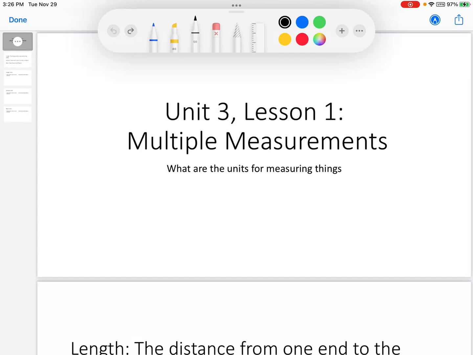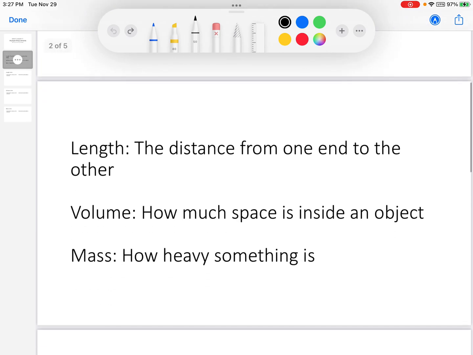This video is about Unit 3, Lesson 1, Multiple Measurements. What are the units for measuring things? There are three different things that we can measure about something. We can measure its length, which is the distance from one end to another.